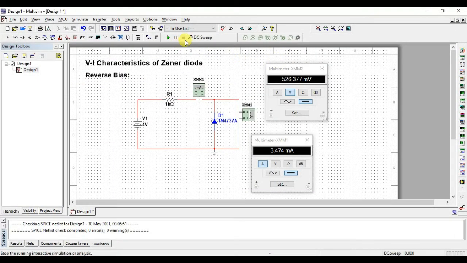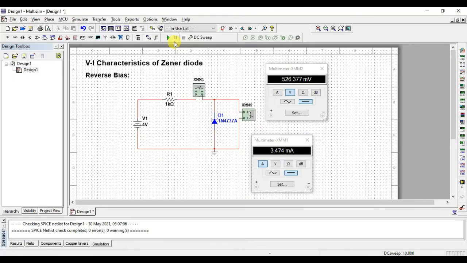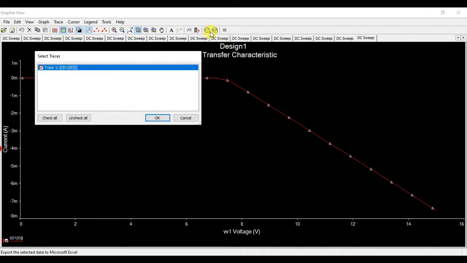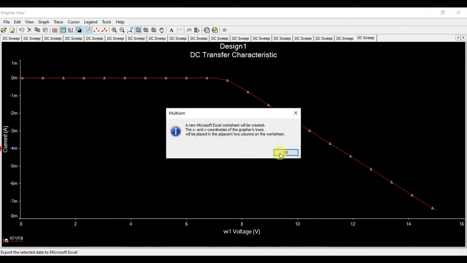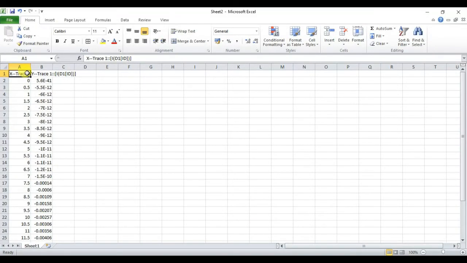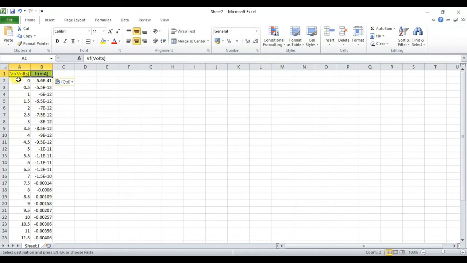So let us increase the voltage somewhat up to 15. See here, clearly you can see the breakdown at this point, and the current in the circuit went down. So transfer these values also to the Excel. Sheet 2 open, and here we have taken voltage in reverse bias condition, so VR, and current in reverse condition, that is IR.